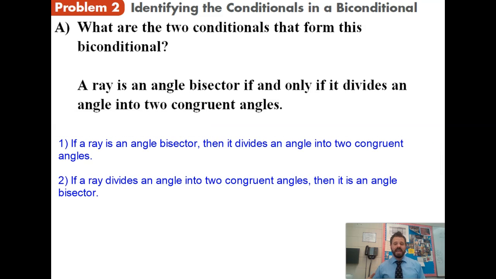Okay, so again, biconditional meaning two conditionals. And when I say this if and only if statement, these are the two conditional statements that it is telling me are happening at the same time. That this works in both orders. Once again, I want you to hit pause on the video, give problem 2 part B a shot, and then click play to check your answer.